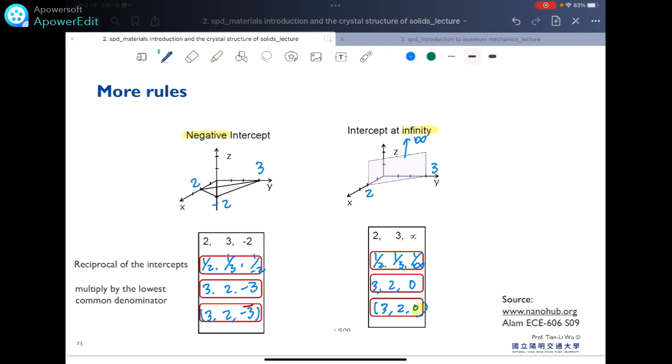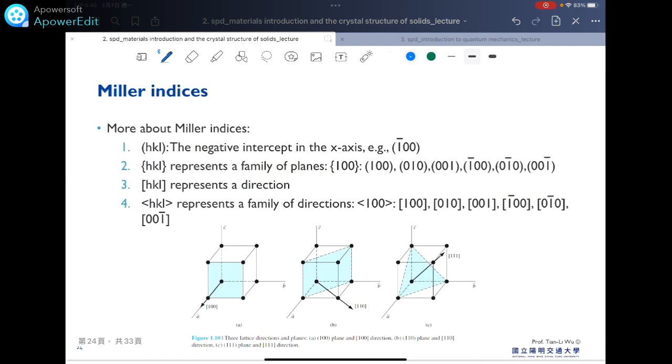Okay, so in general, the Miller index is quite simple. It's very straightforward. Just consider the reciprocal of the intercept, and then you can easily get the result. Of course, there are some more rules about the Miller index because we are not only dealing with one plane. Sometimes we are interested in the family of the plane, or we are interested in the direction of that plane.